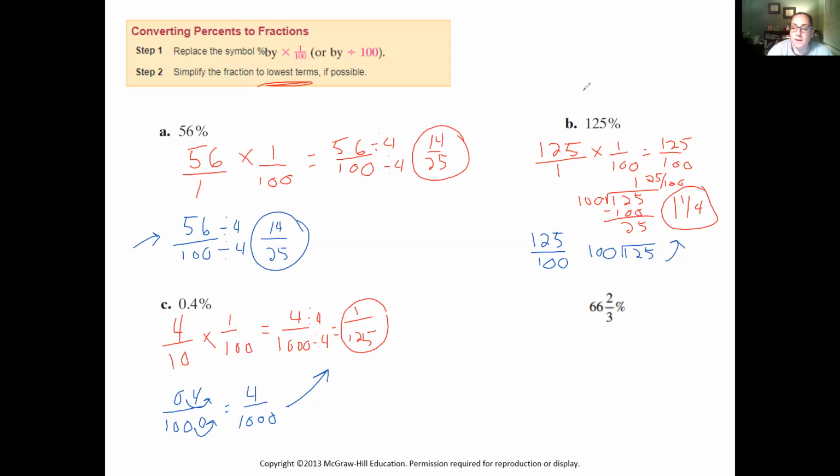Now, whenever you have a mixed number as your percent, you have to turn it into an improper fraction.